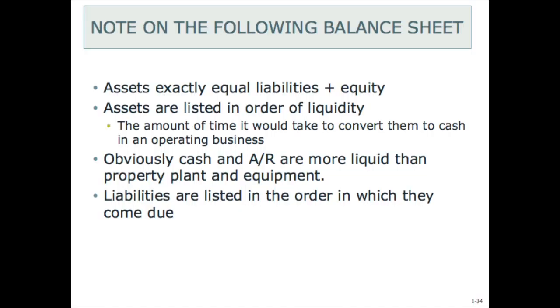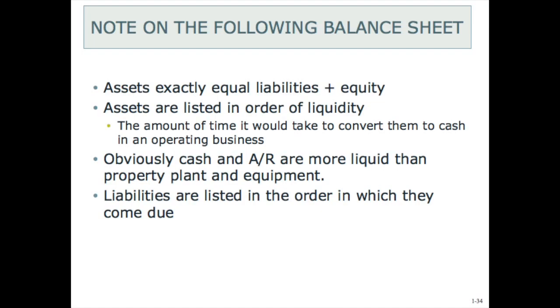Assets are also listed in order of liquidity, the amount of time it would take to convert them into cash in an operating business. Obviously cash is the most liquid, and then you've got other things, accounts receivable, which is cash coming in, and then inventories, we'd sell off inventories, and finally at the bottom, you get plant, property, equipment, which of course we could always sell, but it's just harder to sell. So liquidity order is for assets.